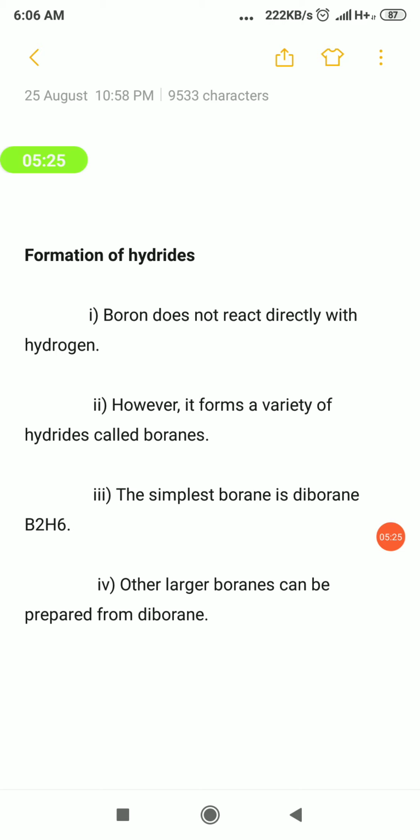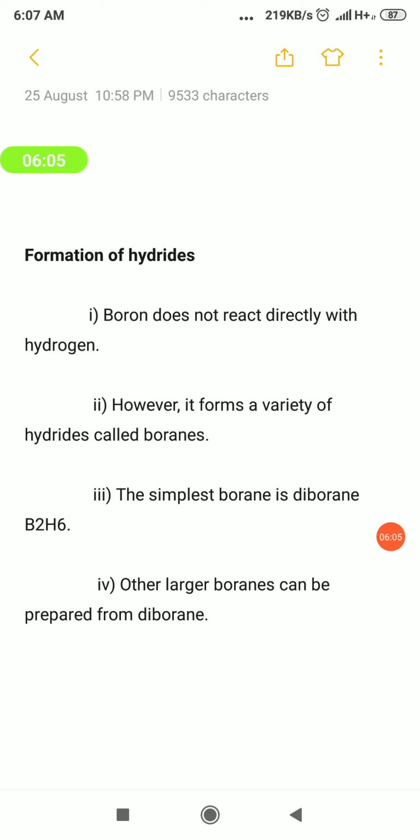Boron does not react directly with hydrogen. There will be no reaction of boron with hydrogen directly. But it can form a variety of hydrides, and the boron hydrides are called boranes. What is the special name of boron hydride? Borane. It's a very important compound. The compound obtained from boron and hydrogen is called borane. Then the simplest borane is diborane.